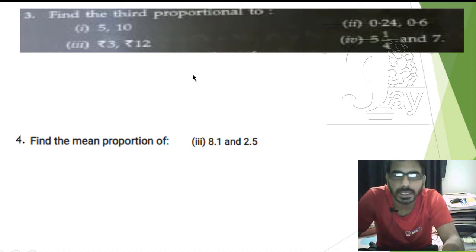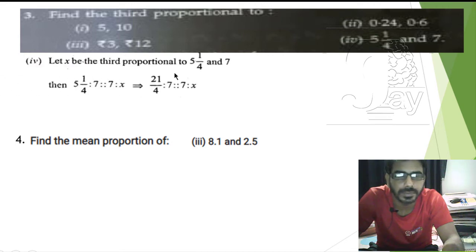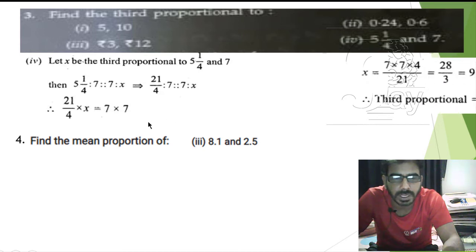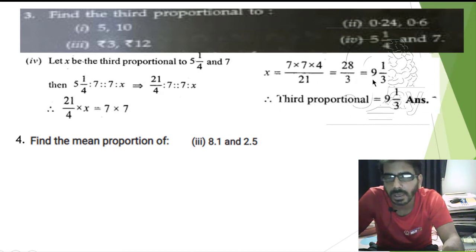Let us take the fourth one. So 5 1 by 4 is 21 by 4 and 7. So the ratio of 5 1 by 4 is to 7 is same as 7 is to x. So the third proportional is x, and we can easily find x. So that is 9 1 by 3 and the third proportional is 9 1 by 3.